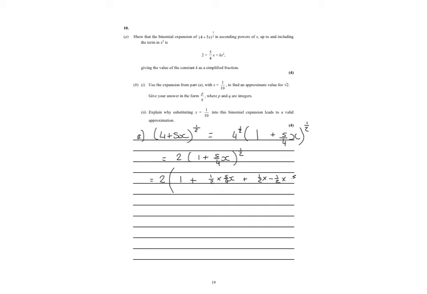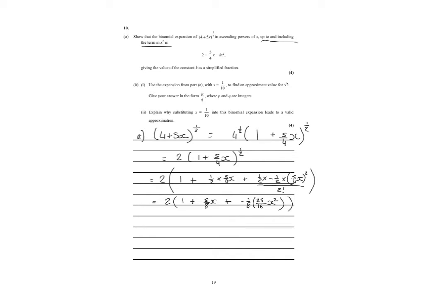times 5 over 4x and then squared, so we're going up in the powers. Make sure it's all to the power of 2, and that's over 2 factorial, and that's as far as we need because it does say up to and including x squared. So now if I simplify this, I get 1 plus 5 over 8x. If I simplify the next one, what I get is a half times minus a half, which is minus a quarter over 2 factorial, which is minus an eighth. And then we've got 5 over 4 all squared, so that's 25 over 16 x squared.